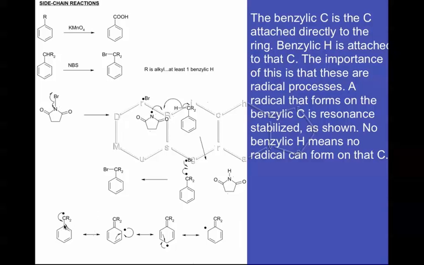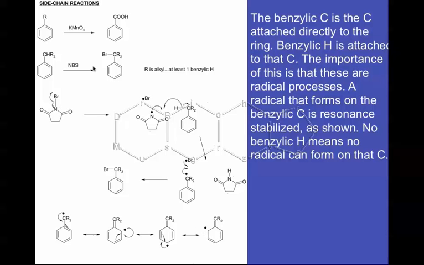Now, if the radical had been present on the ring originally, then this kind of resonance would not be possible. But since the original radical is connected off the ring, then we can get this kind of movement where the dot can be here, here, here, and here.